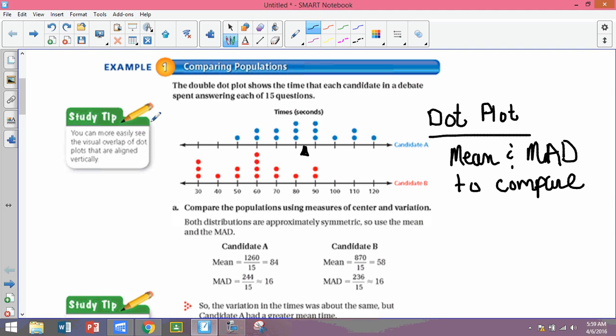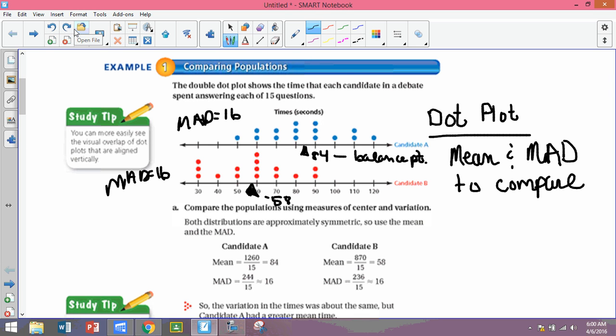So the mean for candidate A is 84. That's your balance point. Okay, that's why we use that little triangle. That's what I talked to you guys about yesterday. Mean is a balance point. And then the MAD for candidate A is 16. So now we're going to look at candidate B. Candidate B has a MAD of 16 as well and a mean of 58.